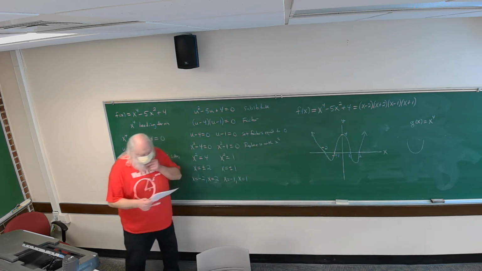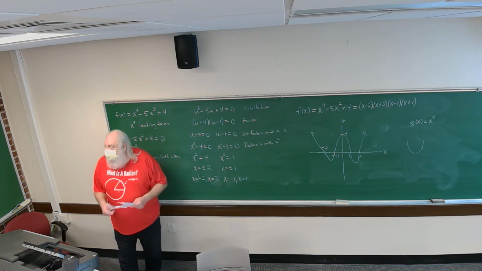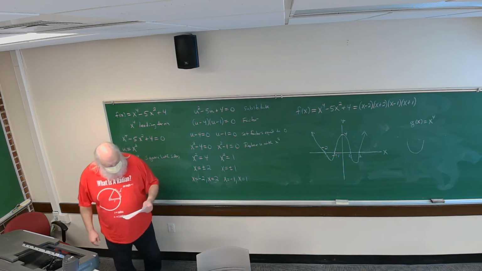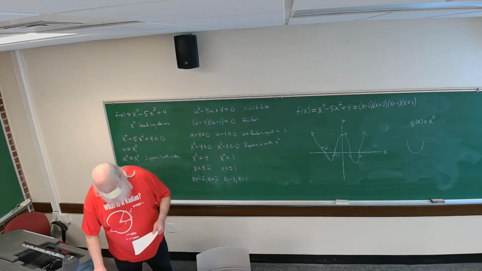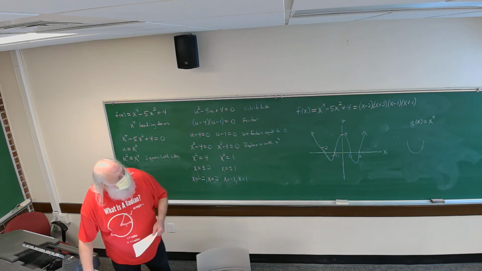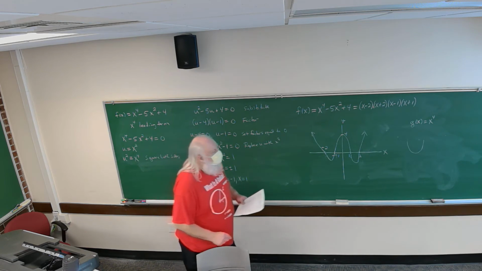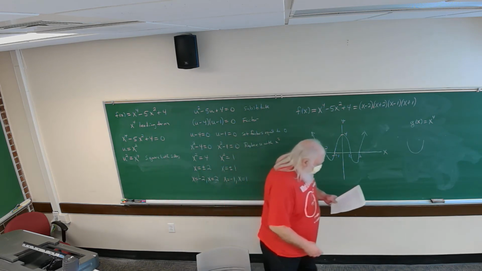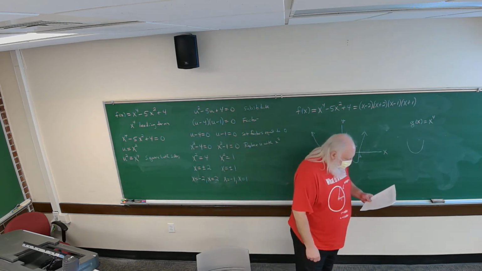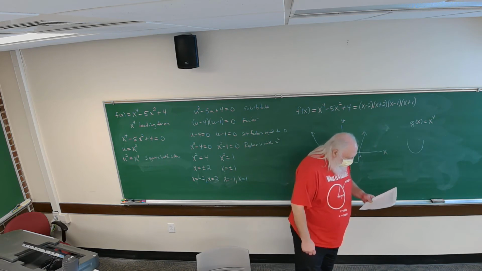All right. Any other questions? Okay, so let's take a look at example 3. Find a polynomial function with a leading coefficient equal to 2 and zeros -3, -1, 3, and 4.